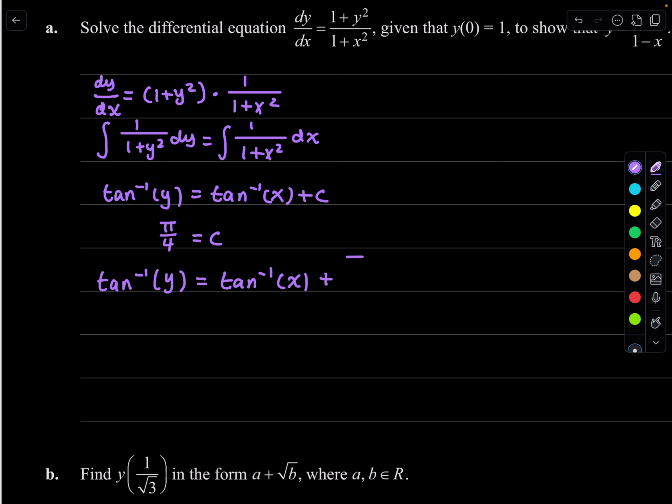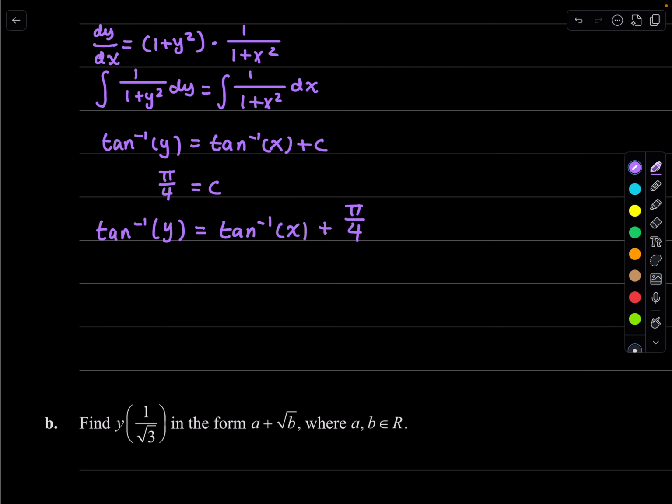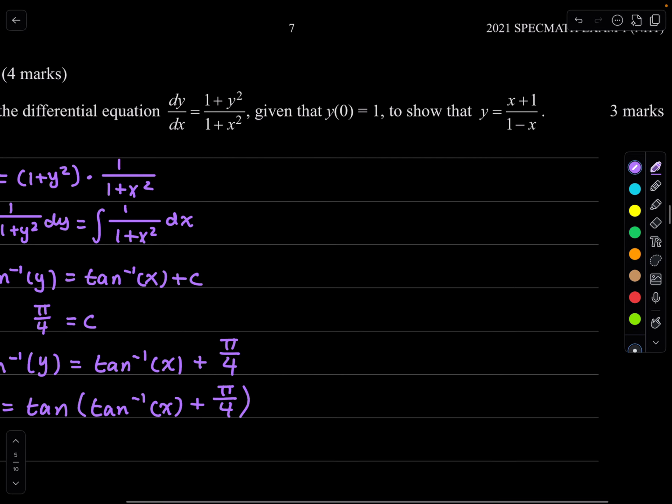Okay, plus pi on 4. Now, we're solving for y, yeah? So we're going to take tan inverse on both sides to get rid of that y, to make y the subject, basically. To get rid of that tan inverse. So it becomes y equals tan of this whole expression over here, tan of (-1x plus pi on 4). Now, don't just give up here because this is what we're trying to show.